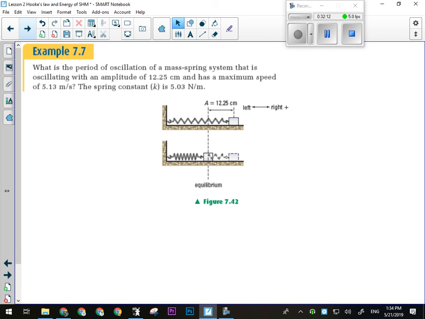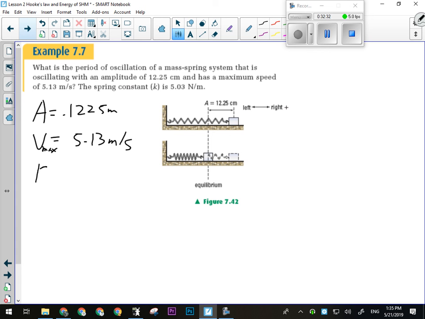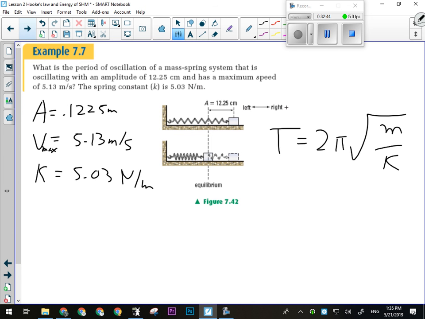So it says it's oscillating with this amplitude, 0.1225 meters. So that means I just write A, I know it's the maximum x, 0.1225 meters. It has a maximum speed of 5.13 meters per second, and we know that k is 5.03 newtons per meter. If I want to find the period, what don't I have? Mass. Can I use this information to get the mass? Do it.